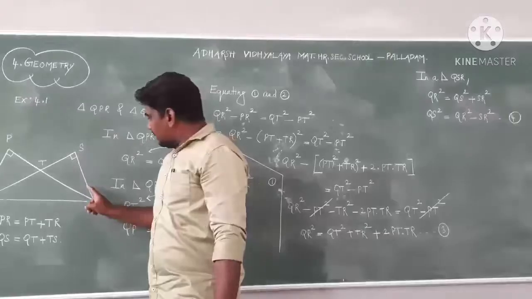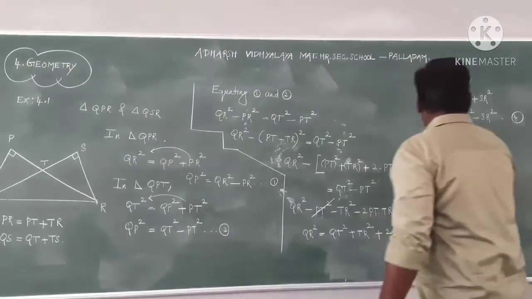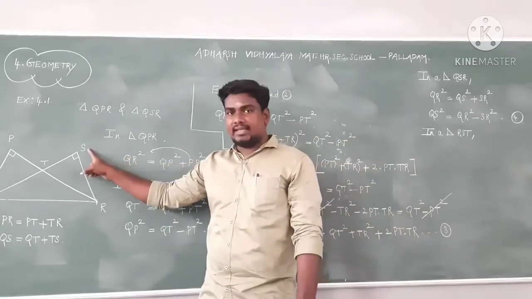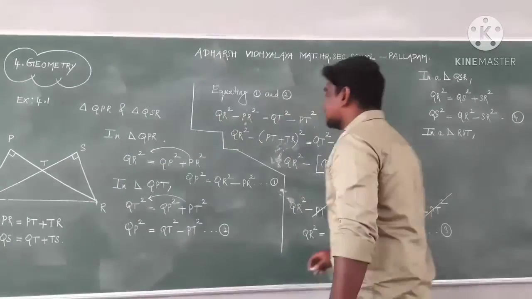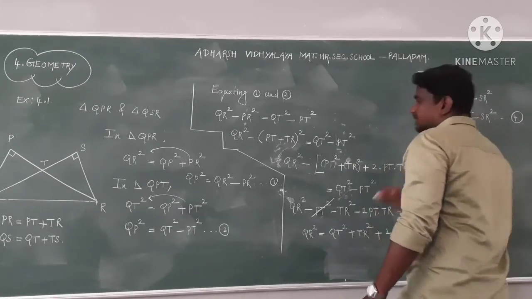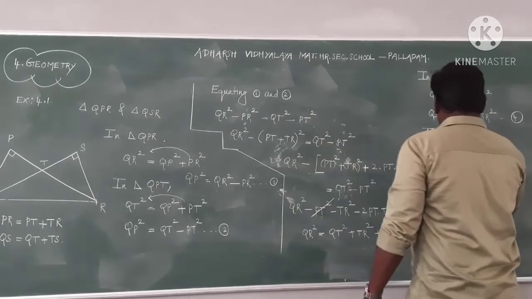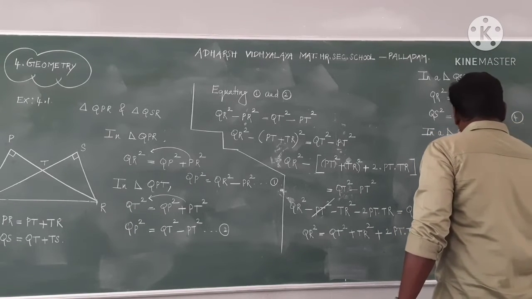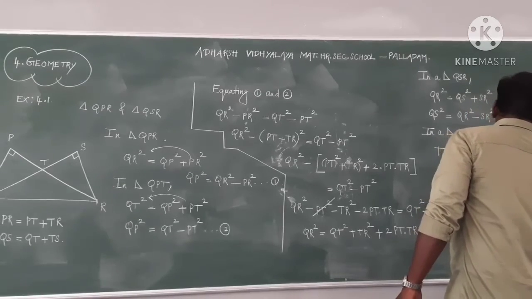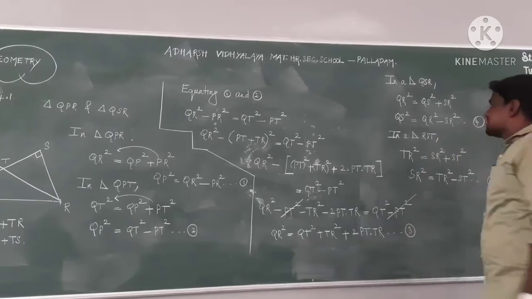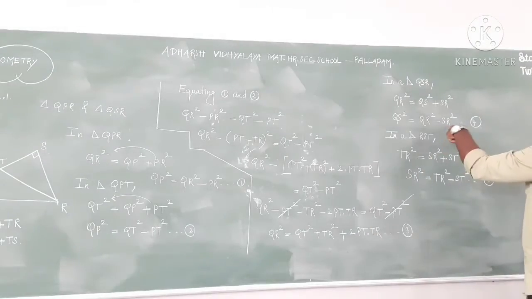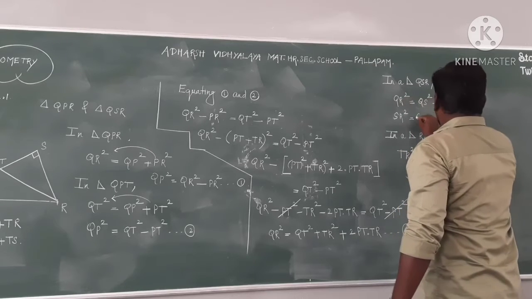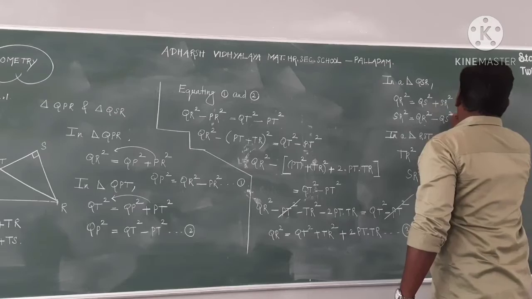Next step, in the right triangle RST, here also angle S is 90 degrees. If it is 90 degrees, this is the hypotenuse. So TR² is equal to SR² + ST². From this, SR² is equal to TR² − ST². Consider this as equation number 5. Here we have SR² in both, so better we can take SR² equal to QR² − QS².